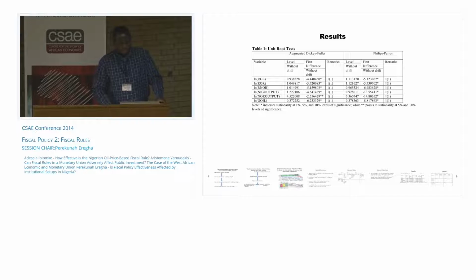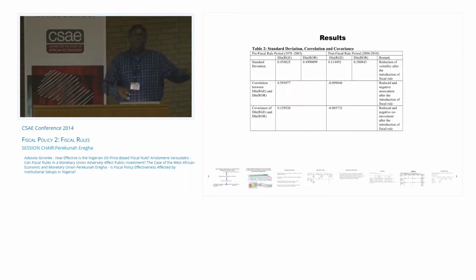So the results indicate that the volatility measured by the standard deviation has reduced after the rule. Then the correlation after the introduction of the rule has come down. It is even negative, indicating negative association between the two variables, oil revenue and government expenditure, after the rule. Then the co-movement explored through the covariance is also negative, indicating the effectiveness of the rule.